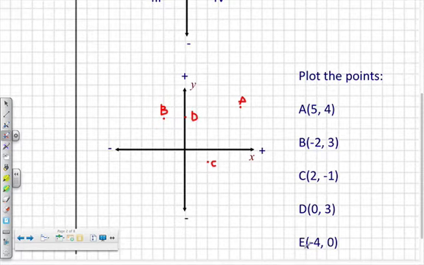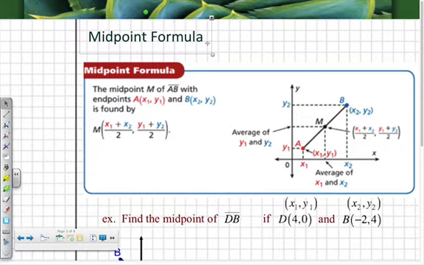And then E is at the coordinate negative 4, 0. So this tells me move negative x direction 4, and I don't move at all in the y direction. So that's 1, 2, 3, 4, and I don't move at all up or down. So this would be point E. Alright, so hopefully that was super easy and you all remembered how to plot your points, because that's just something we should know how to do at this point. But if you'd forgotten a couple of those things, that was your refresher. Okay, so the next part I want to talk to you about is the midpoint formula.